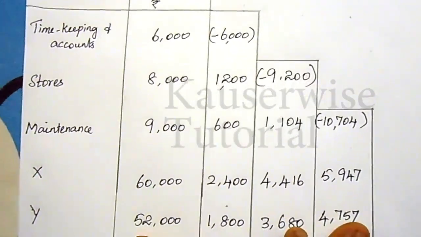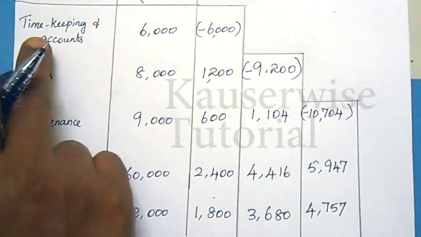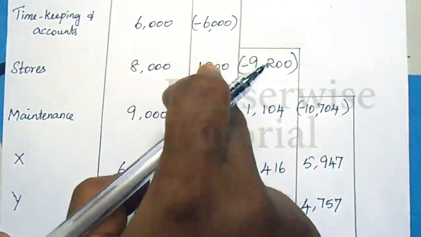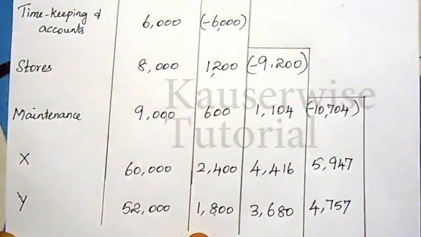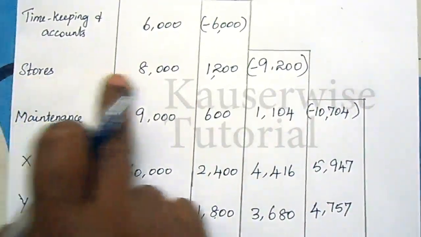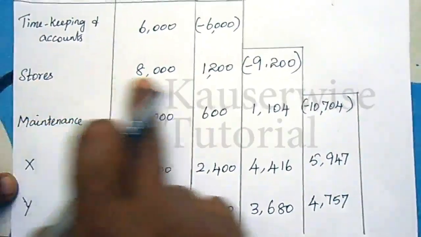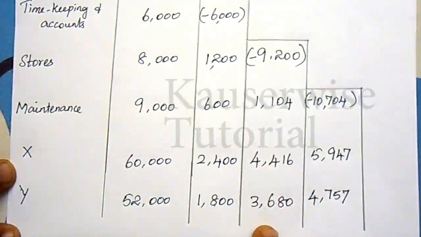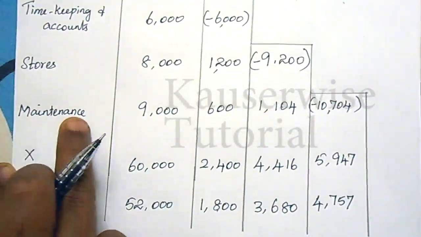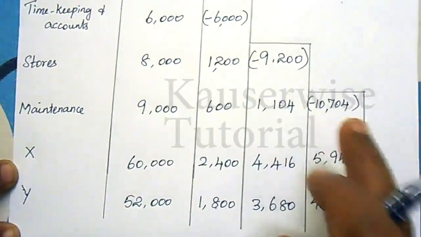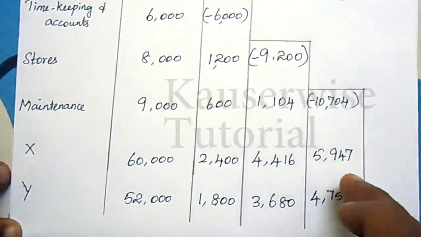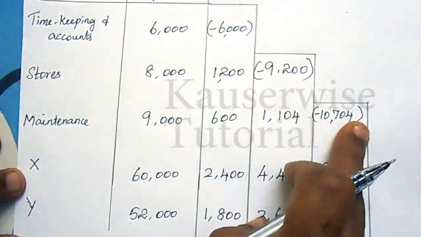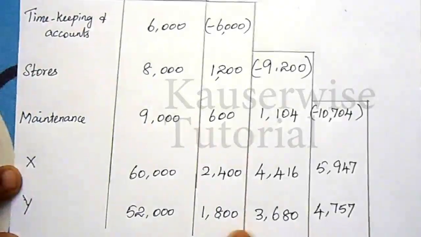See, in the step method, we have selected the sequence and then taken the first service department cost, and the entire amount is redistributed to all other departments according to the basis of apportionment. The second in sequence is the stores department. The stores department total cost is apportioned to 1 service department and 2 production departments. And the last in sequence is maintenance. So the maintenance department's total overheads were transferred to the 2 production departments X and Y. So now the entire service department cost has been distributed to the 2 production departments.